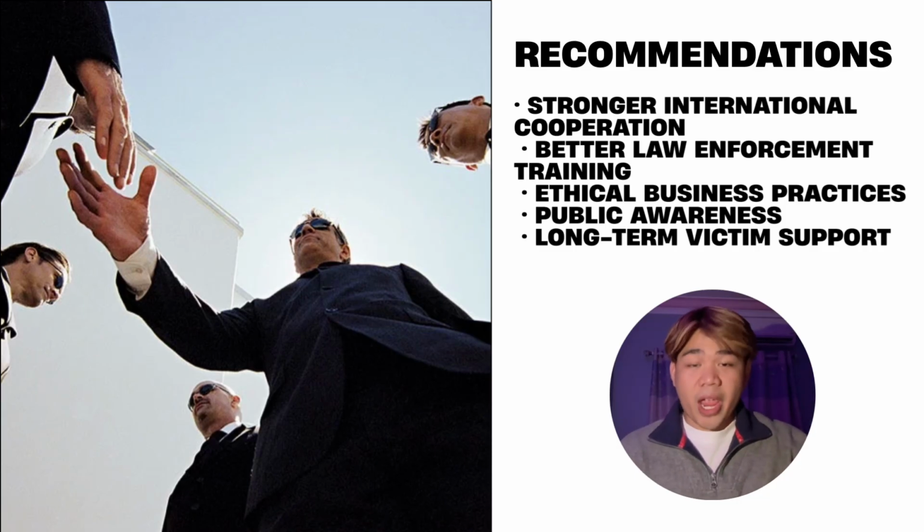For the recommendations, to address modern slavery effectively, several actions are needed. Governments should strengthen international cooperation and close legal loopholes. Law enforcement agencies should receive better training and resources. Businesses must check their supply chains and ensure ethical labor practices. Public awareness campaigns should educate communities on the signs of trafficking. Most importantly, victims should be supported with long-term housing, healthcare, education, and job opportunities to prevent re-exploitation.